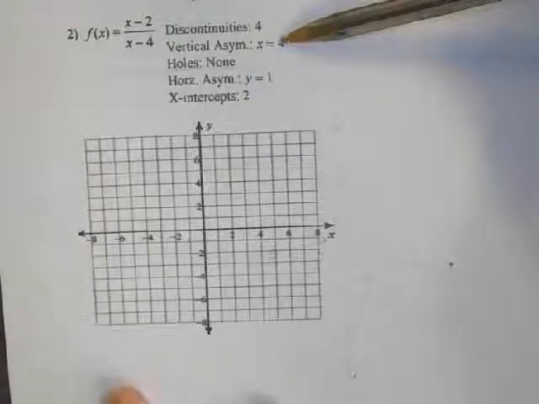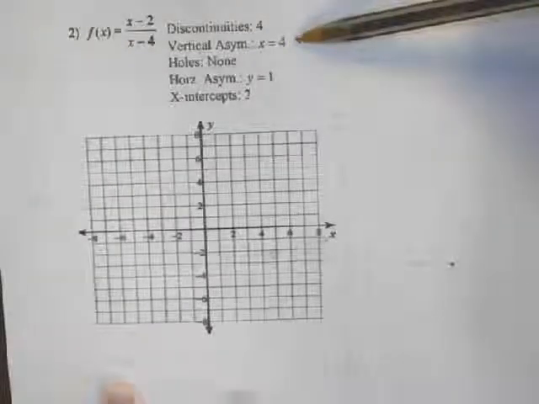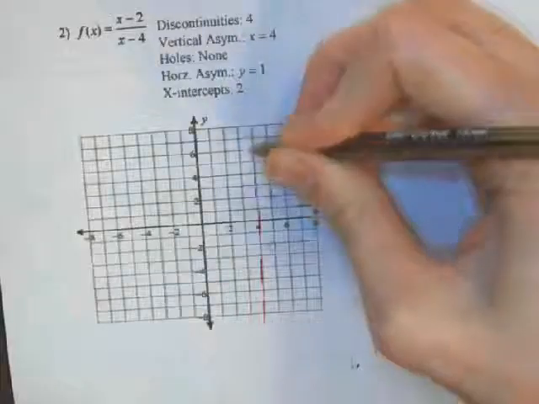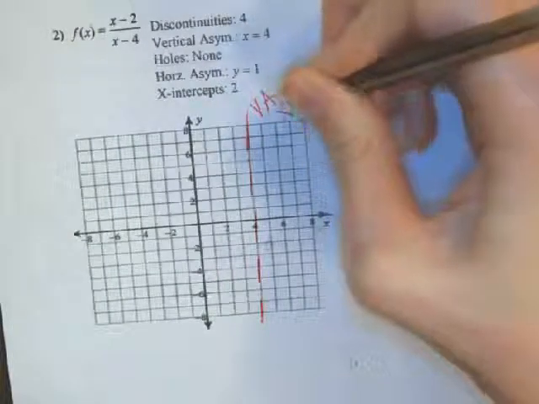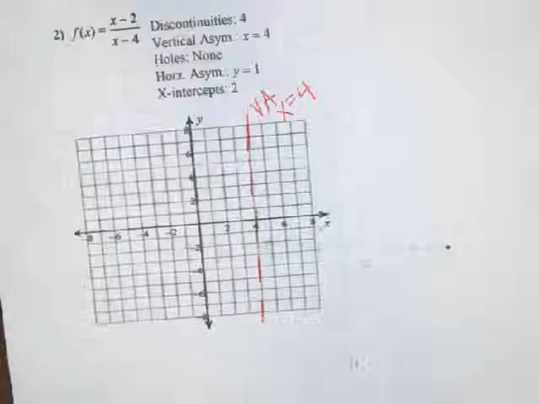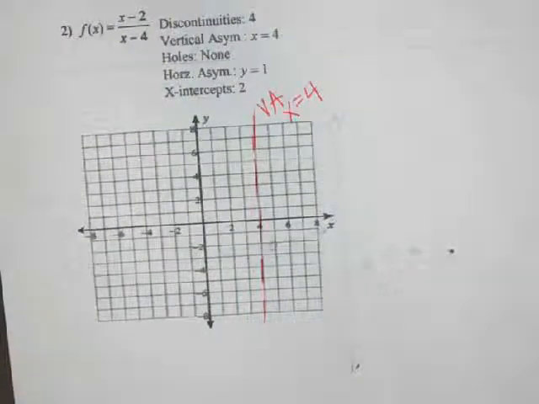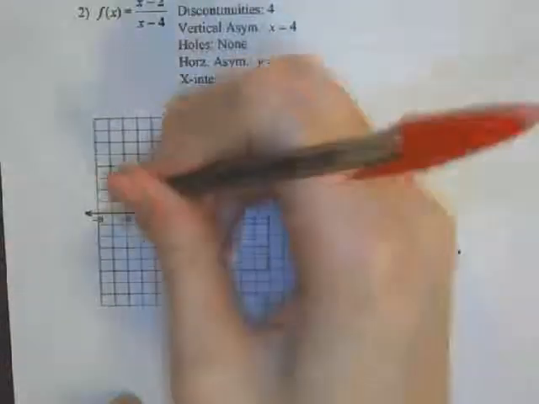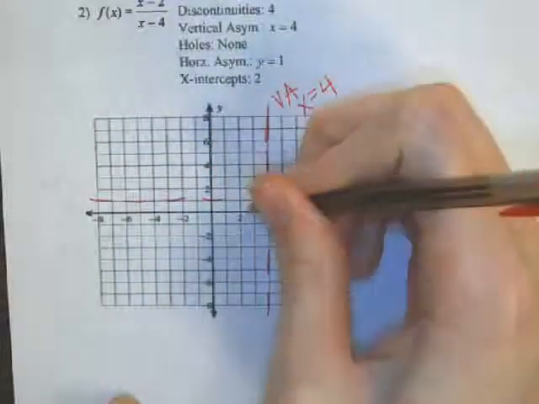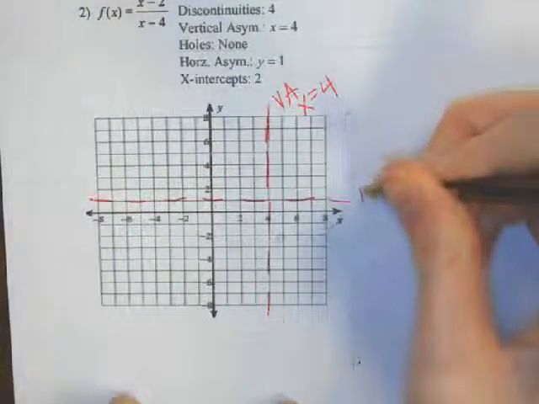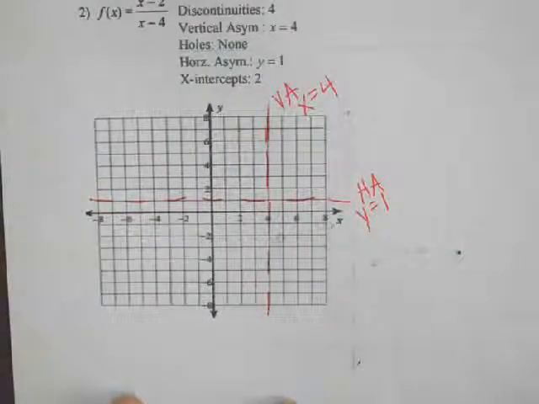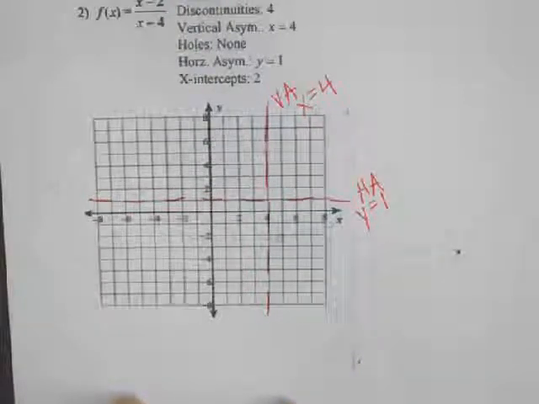Where's my vertical asymptote? Right there. What is it? 4. X equals 4. So I go to where x is 4 and draw a vertical line. VA, on the back, x equals 4. Okay, they also gave us the horizontal asymptote, which is y equals 1. Go to where y is 1 and draw a horizontal asymptote. Okay, do we have any holes in here? No, so we're not going to have any removed coordinate. There are no open circles on the graph.